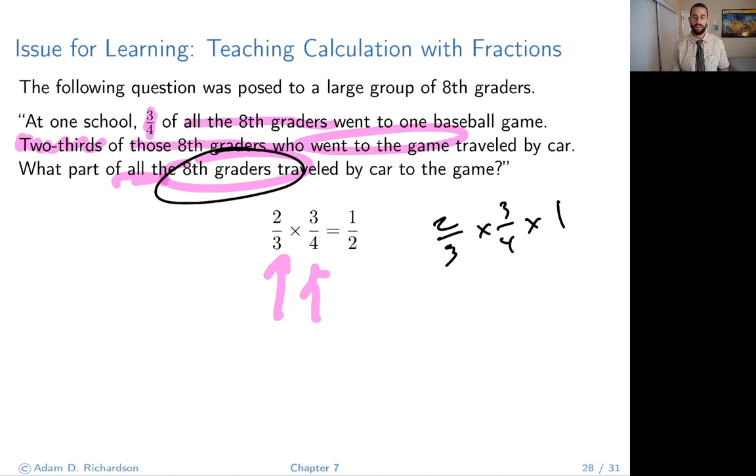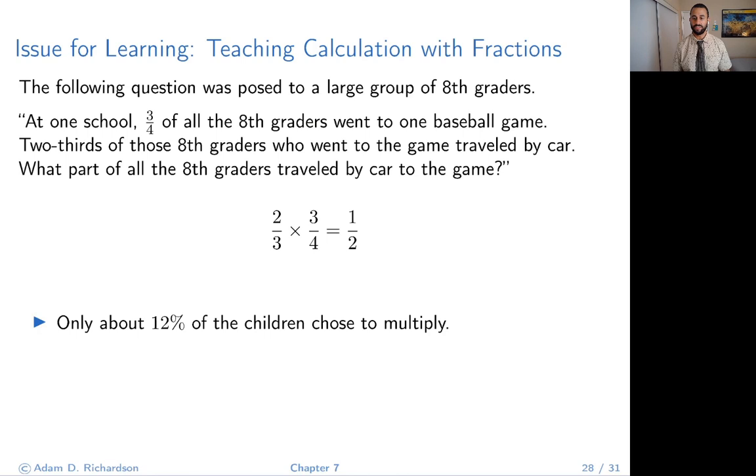And there you go. So here's the thing. Only about 12% of the eighth graders that saw this problem chose to multiply. 12%, right? So that's about 1/8 of all of the eighth graders that saw this problem thought that it was a multiplication problem. All right? Over 55% of them decided to subtract. So over half of the students decided that this was a subtraction problem.